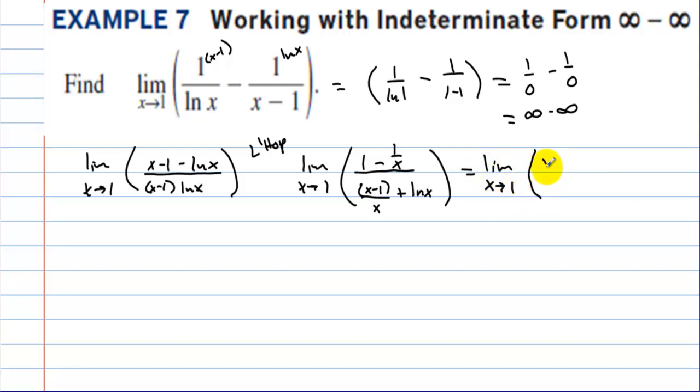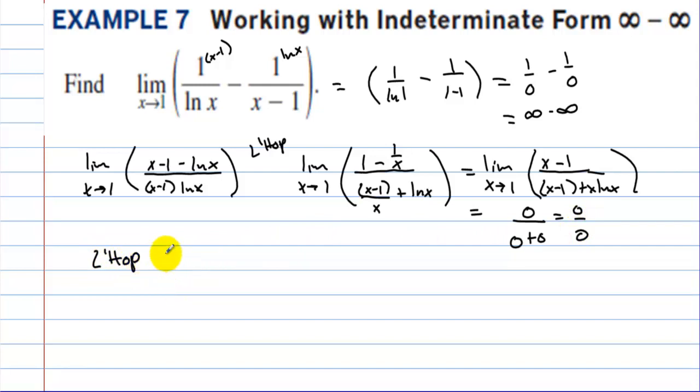When we do that, we get x minus 1 over, this will be x minus 1 and then plus x natural log of x. Well, now if we plugged 1 into this, we'd get 0 over 0 plus, plug 1 in there, the natural log of 1 is 0. So we would get 0 over 0, so we can do L'Hopital's again, because that's an indeterminate form.